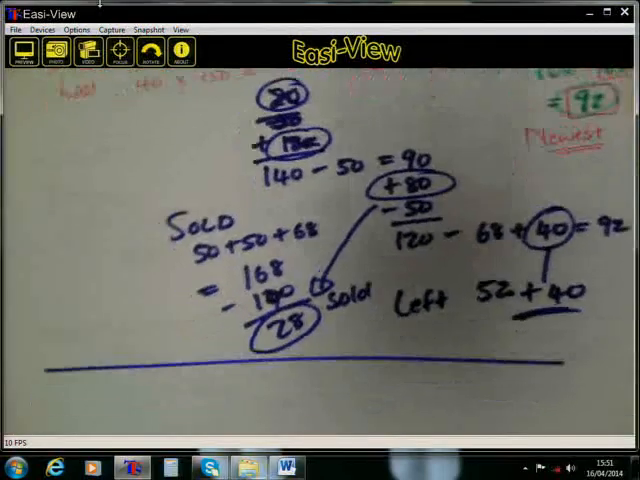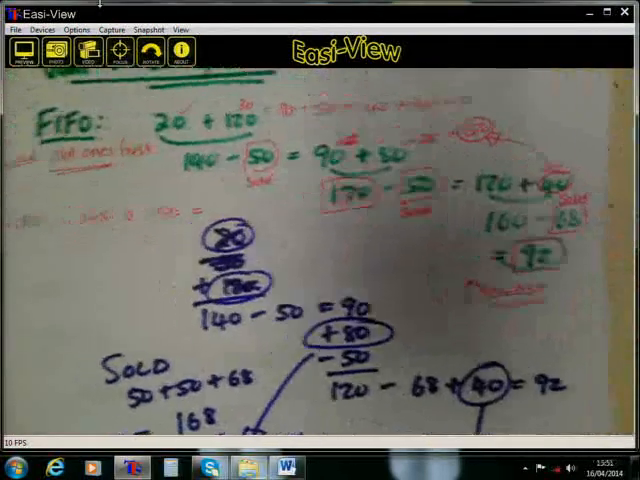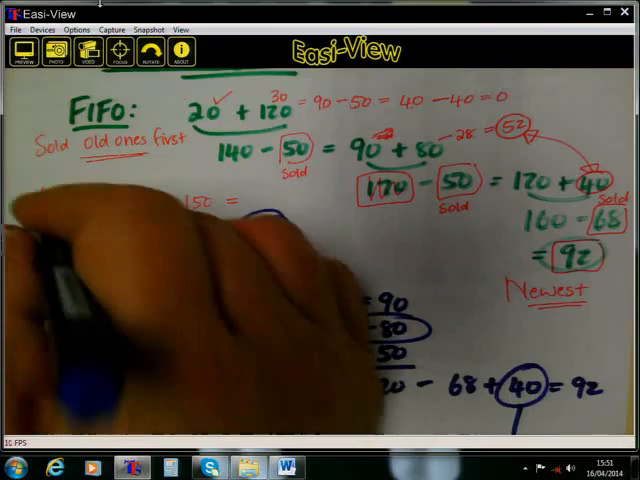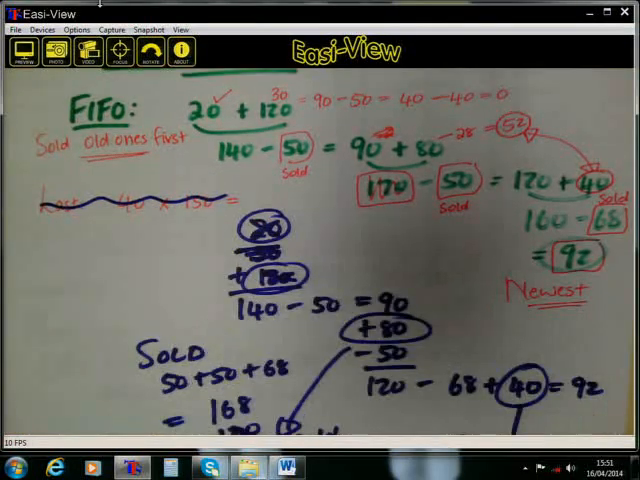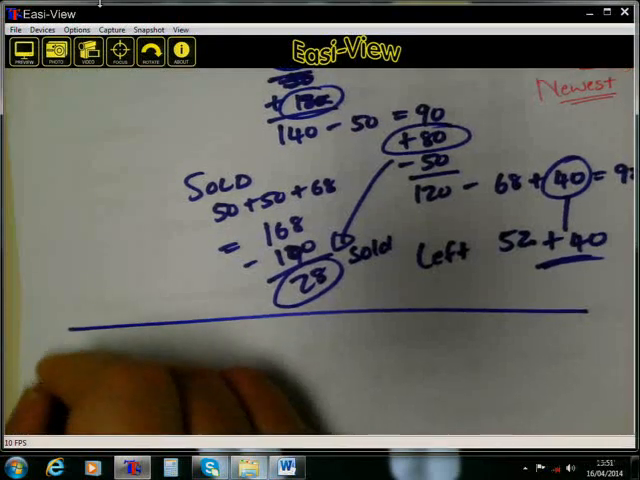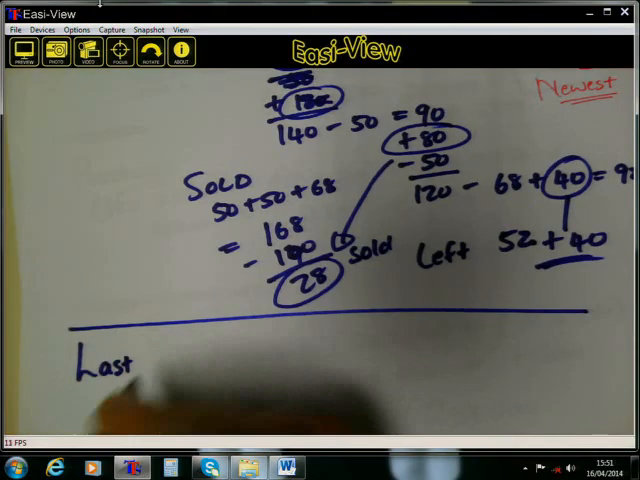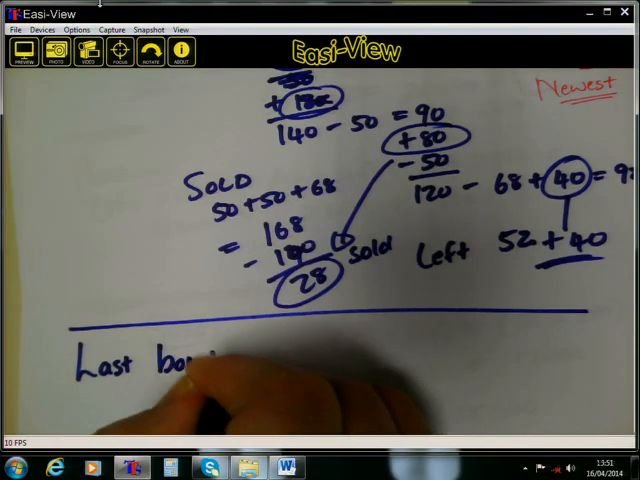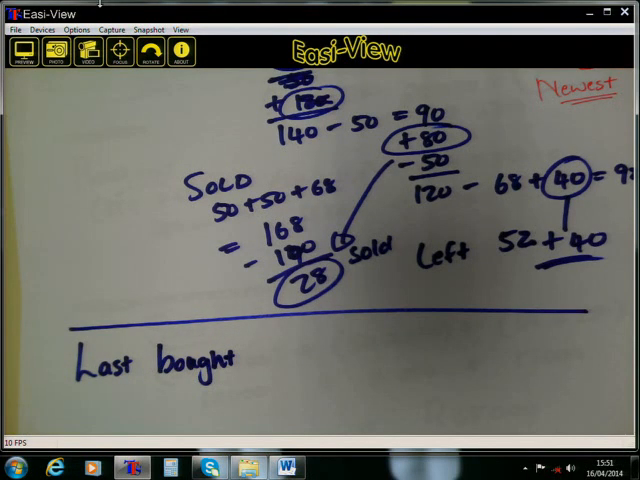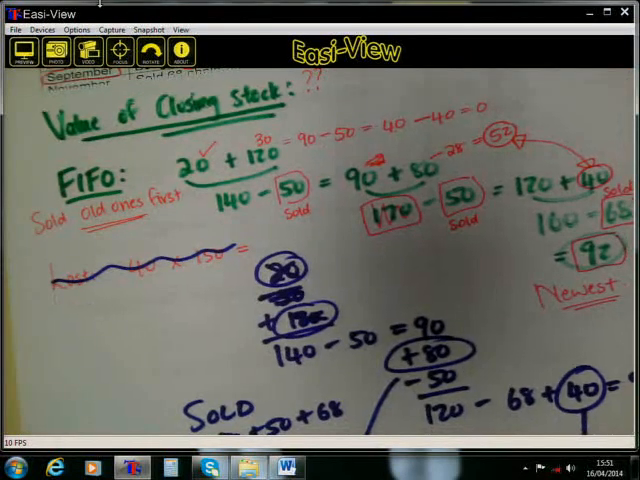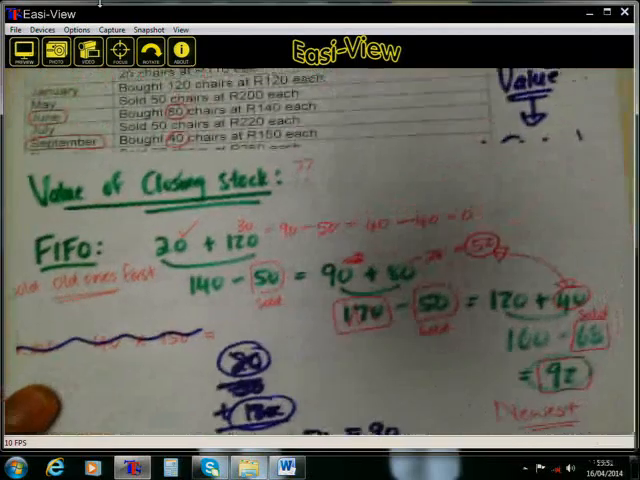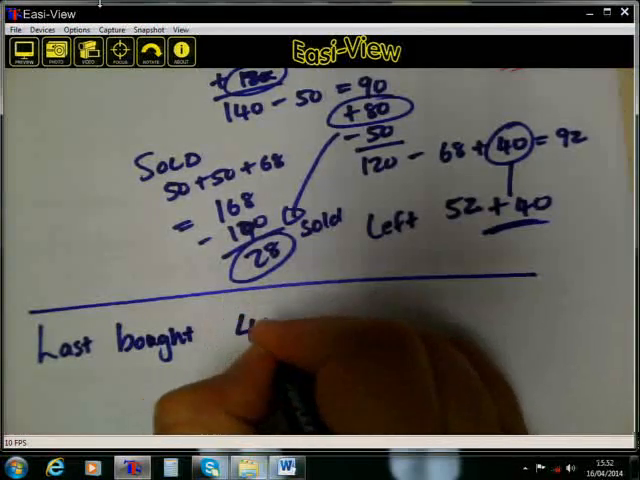You don't work from the top. Can you see the calculations from the top? You don't work from the top. You work from the bottom. What was the last one that we bought? That was in September, and we bought 40.